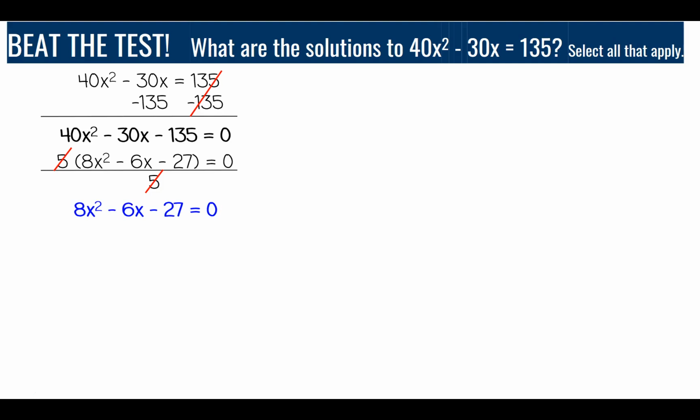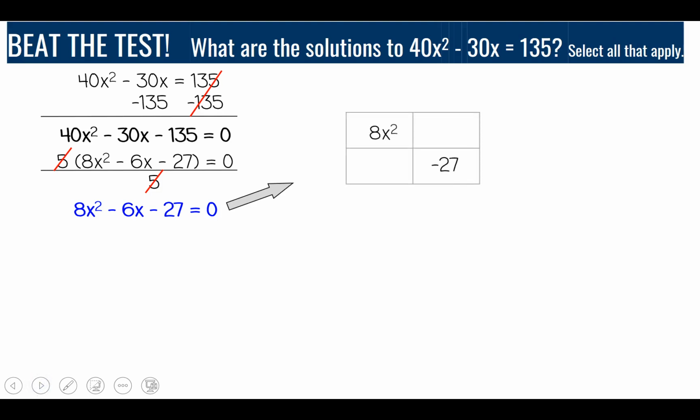Get this one out for me on the side. This one has a lot of steps, so I want you to write this one down, okay? Thank you, sir. All right, so let's fill in that grid. What's going to go in the top corner? Good. Negative 27 at the bottom. So we're still going to get kind of a big number, but it's going to be smaller than 40 times 135, right?